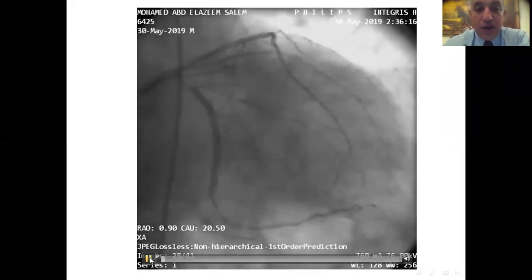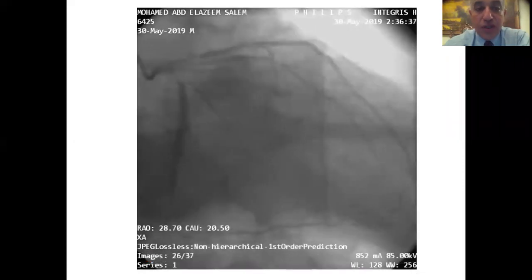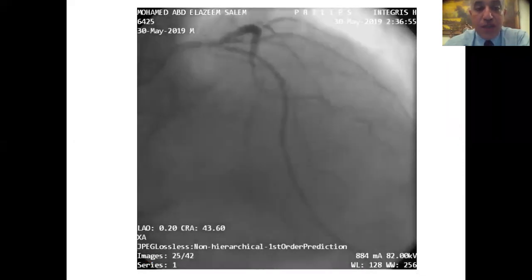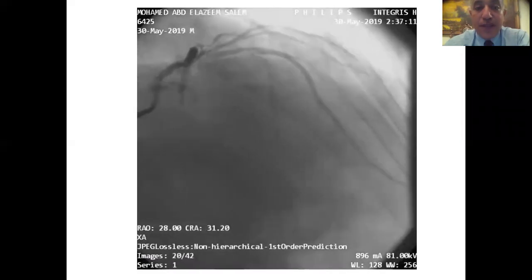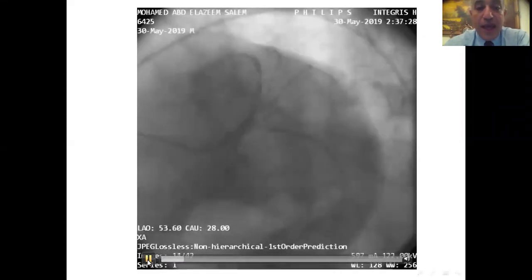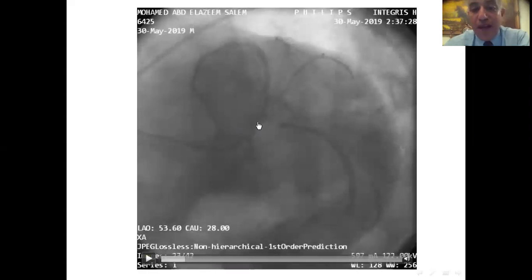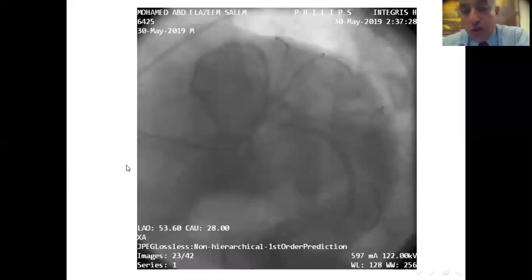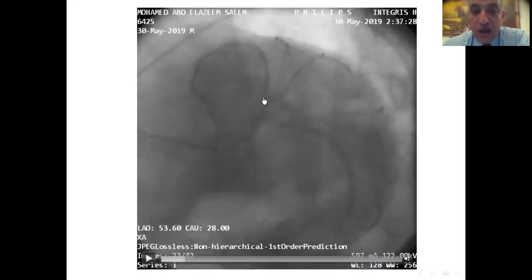As you see here, an ostial circumflex of about 90%, 95%. Also, there is a mid LAD. And by looking here, we have a bifurcation in the distal left main. We have a paraostial or ostial left circumflex 95% lesion. We have a proximal to mid LAD atheroma with maximum significance maybe at the proximal segment, as you see here, of 90 or 95% lesion.